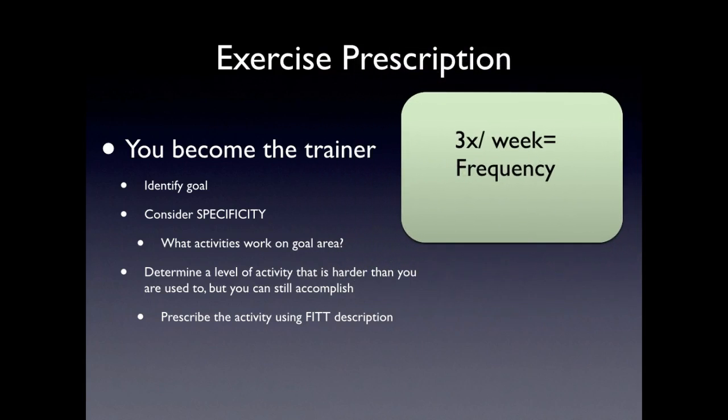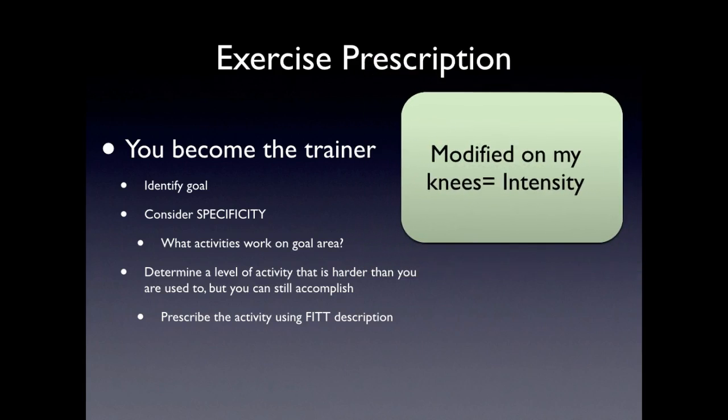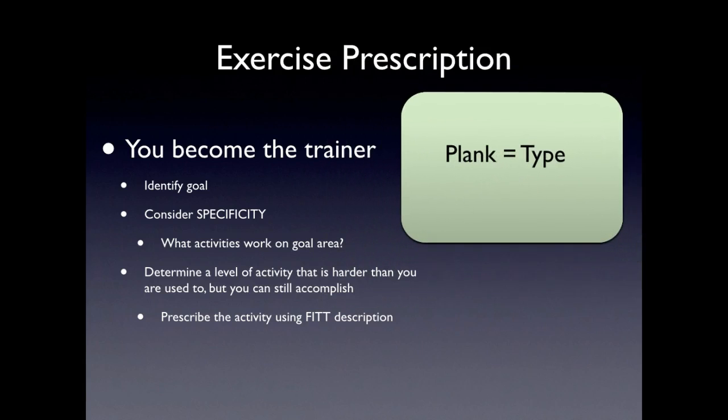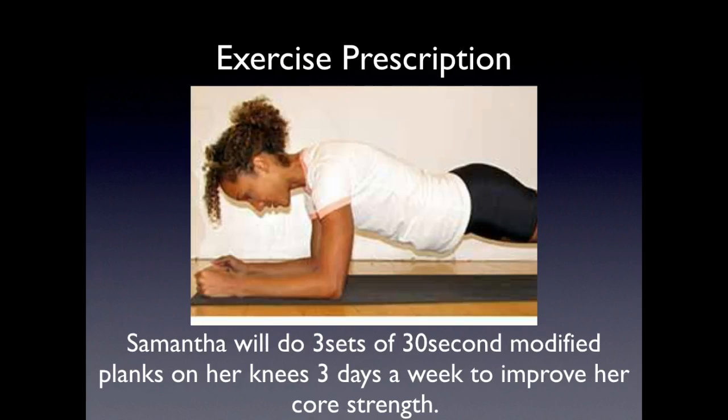Now we prescribe an activity, remembering to put her in overload and address each of the FITT components in the prescription. Samantha will do 3 sets of 30 seconds modified planks on her knees 3 days a week to improve her core strength.